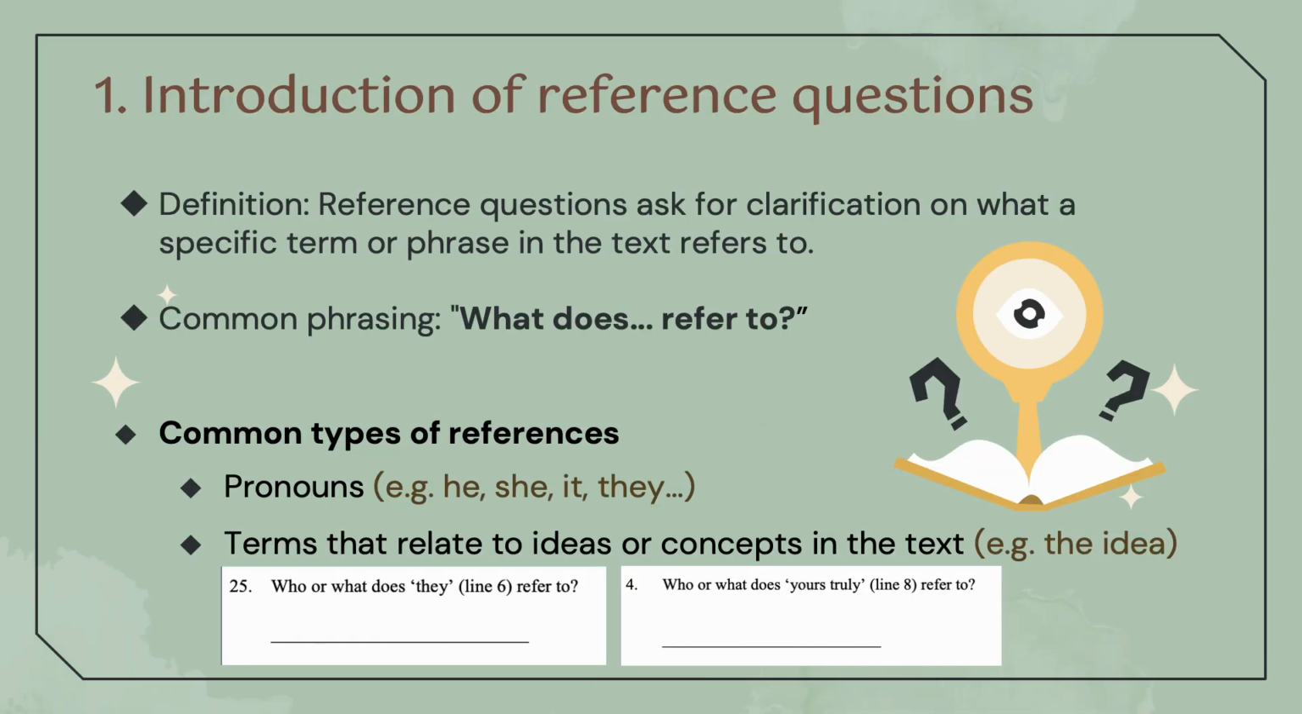First, let's define exactly what we are looking for. A reference question asks you to clarify a specific term. Usually, we are dealing with 2 types of words. The first type of words is pronouns, like he, she, it. Another type of words is conceptual terms. Phrases like the idea, this problem, or the phenomenon are the examples.